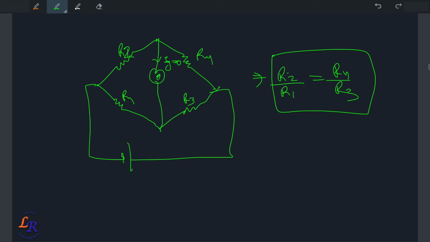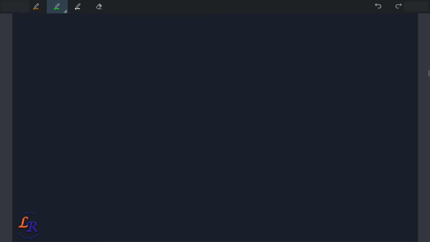Also, we had seen about the potentiometer, which is generally used to measure the potential difference between two electrodes, and we had seen how to compare EMFs and determine the internal resistance of a cell.